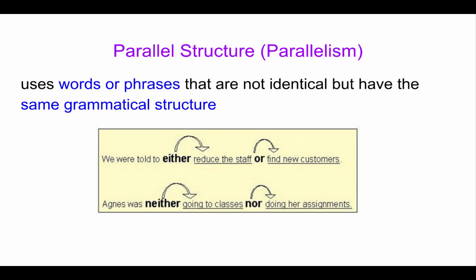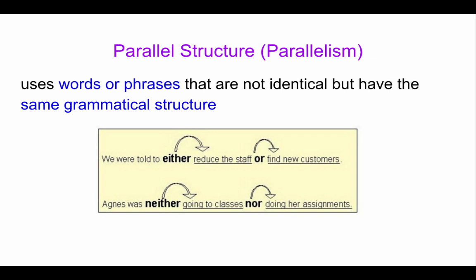not identical but have the same grammatical structure. Here are 2 examples. First, we were told to either reduce the staff or find new customers. This is parallel because we have either followed by an active verb and a noun, and then or followed by another active verb and another noun.